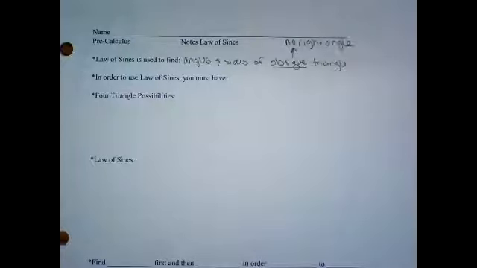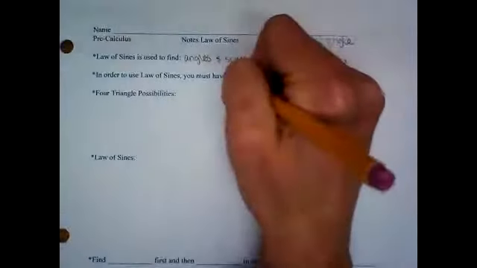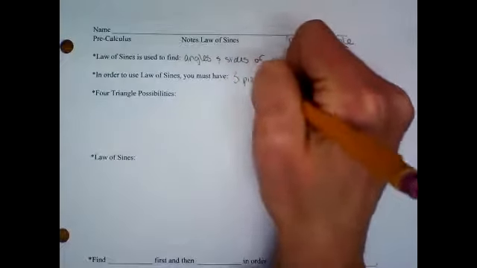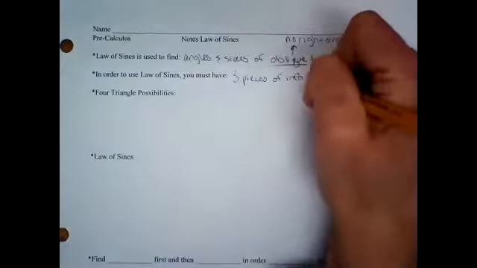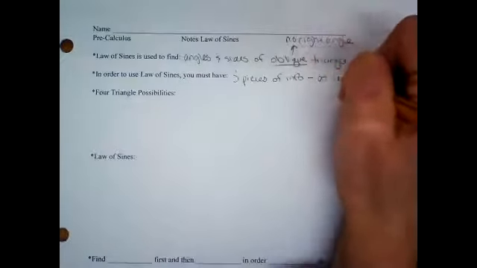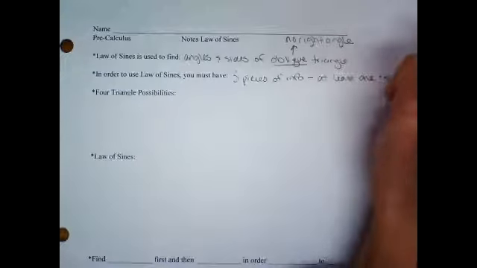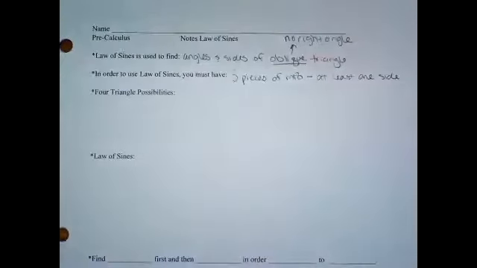So in order to use the law of sines, you must have 3 pieces of information and at least 1 side. For example, if all you're given are the 3 angles, you can't figure out what any of the sides are. You need to at least know what 1 side is. So I'm not going to just give you the angles. You wouldn't be able to solve the problem.